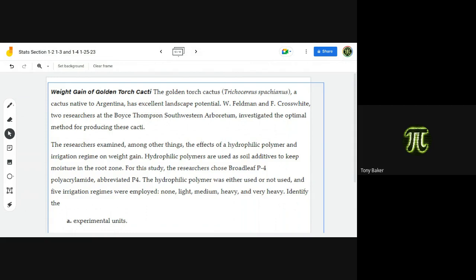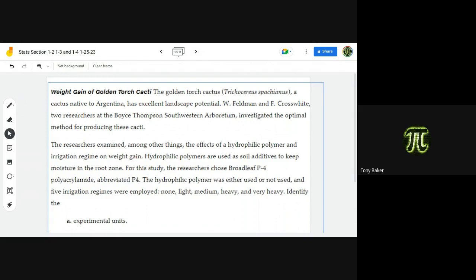All right, so what are the experimental units in this situation? Yeah. All right, they're the plants, the cactus. Okay, what's the response variable? What am I looking for? What am I trying to measure? You're gauging the weight gain. We're gauging the weight gain. So the response variable is going to be my weight gain. Does that make sense? Okay.